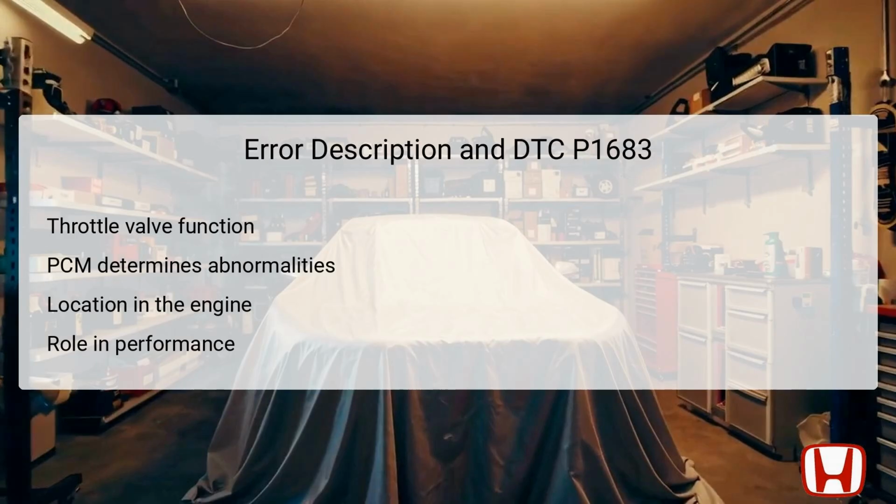If it detects a discrepancy in the valve's positioning relative to expected parameters, it will log the DTC. This could be caused by the throttle valve being stuck, dirty, or experiencing mechanical failure. The throttle body, housing the throttle valve, is generally located in the engine bay, connected to the intake manifold. When the valve fails to respond correctly, it can lead to performance issues such as stalling or reduced acceleration.